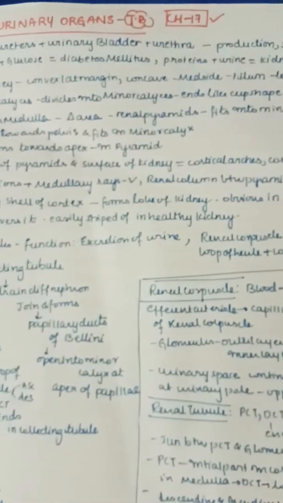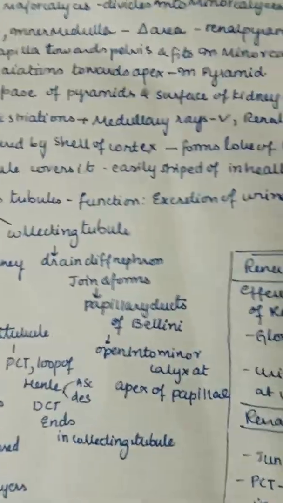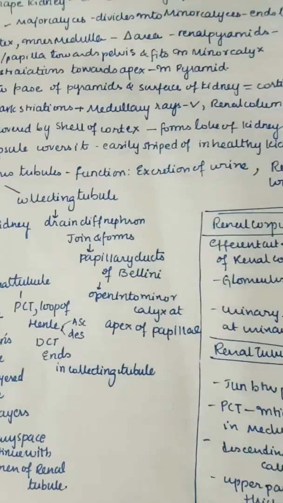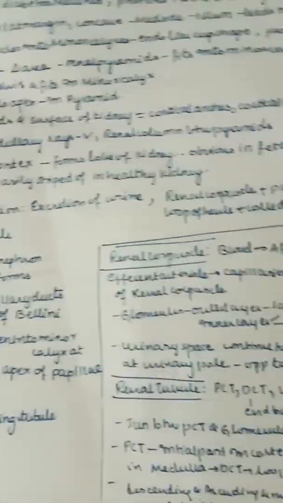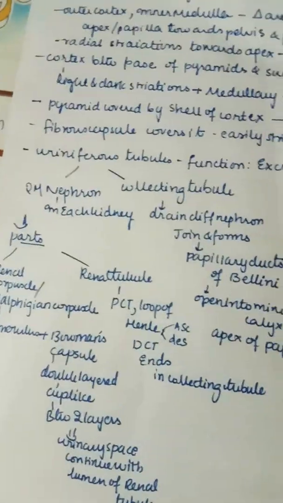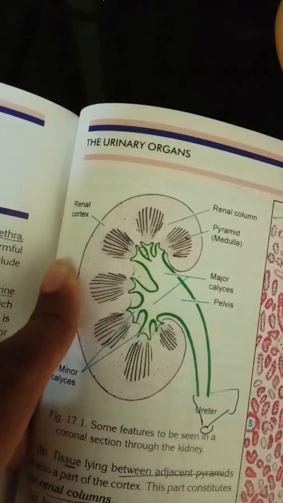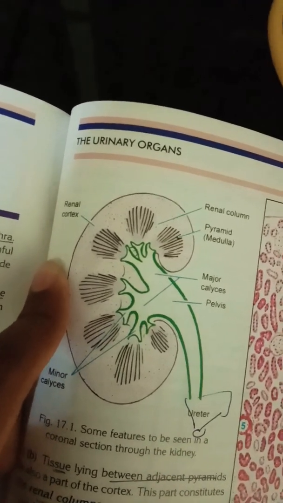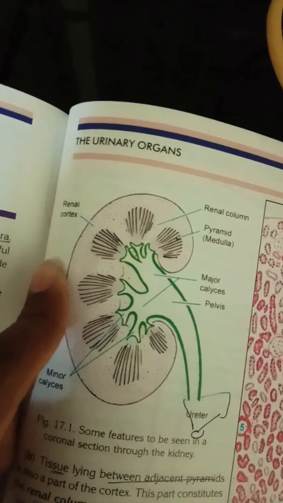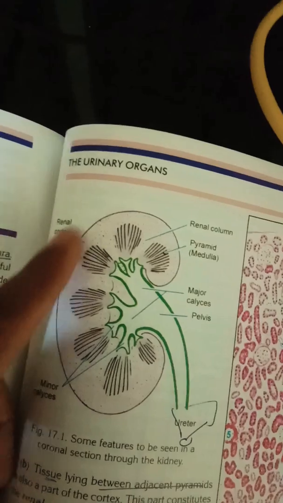This is all about some of the important points related to kidney. The cortex between the pyramids and surface of the kidney forms cortical arches, and light and dark striations, the medullary rays, are present in the cortex. The renal column is present between pyramids, and the pyramid is mainly covered by a shell of outer cortex. The capsule is also covered by the cortex itself. It forms a lobe of the kidney, and it is more prominent in the fetal kidney. The fibrous capsule covers it and is easily stripped in a healthy individual.